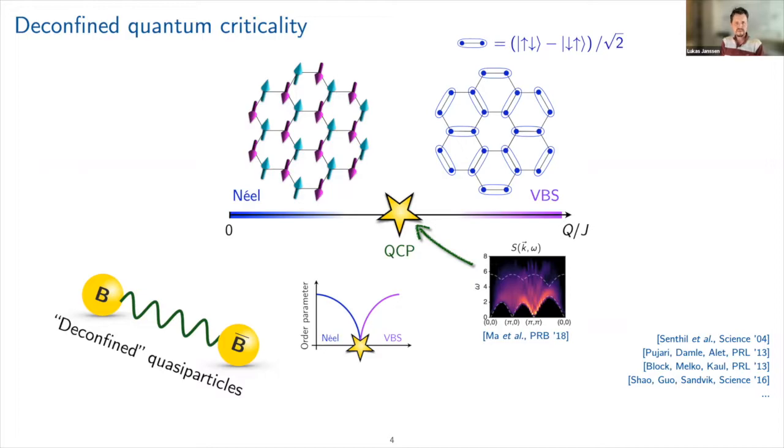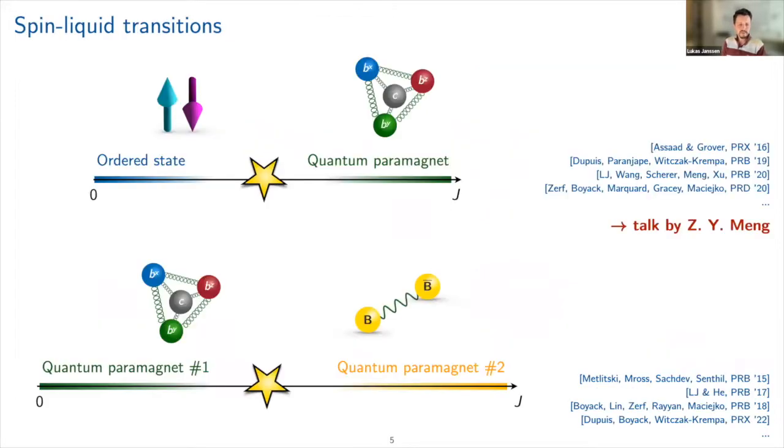But besides this example, there are other examples, for example transitions that involve spin liquids. This is an example where either one or both of the adjacent phases are characterized by fractionalized excitations, not only at the quantum critical point, but in the whole phase.